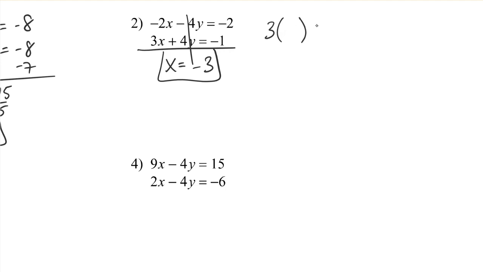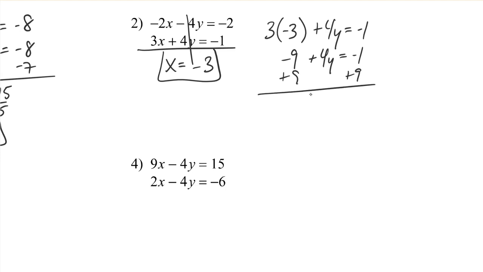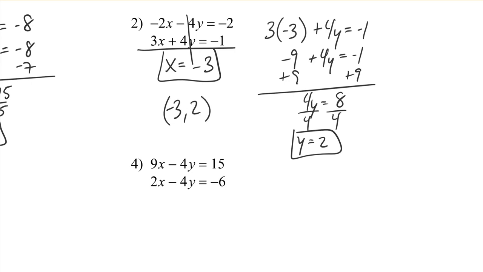3 times x plus 4y equals negative 1, and we're substituting in a negative 3. Negative 9 plus 4y equals negative 1. Add 9 to both sides. 4y equals 8. Divide by 4, and y equals 2. So our solution is negative 3, 2.